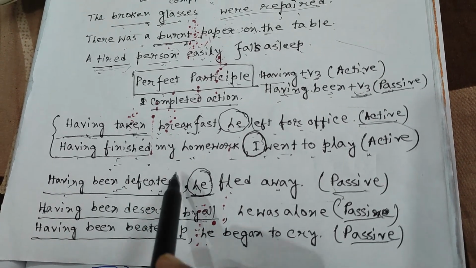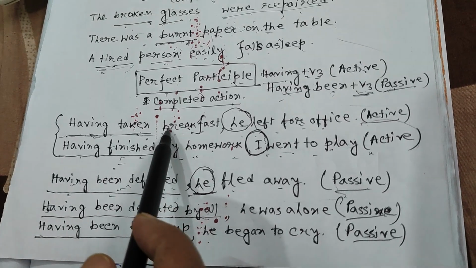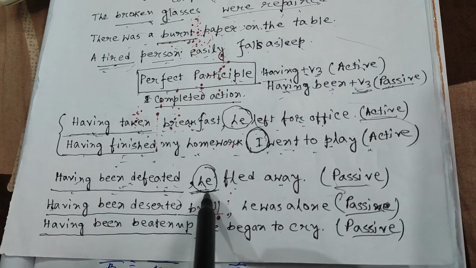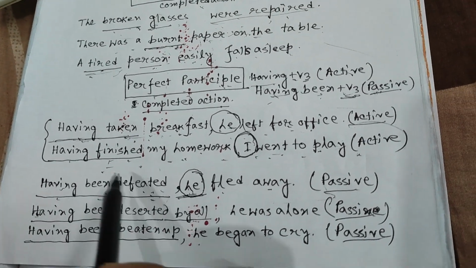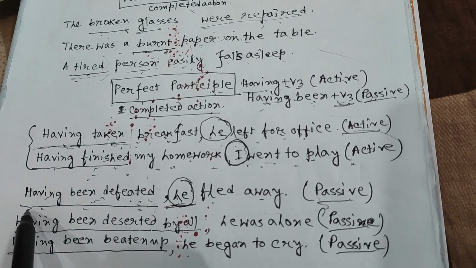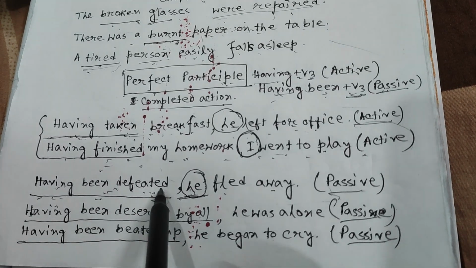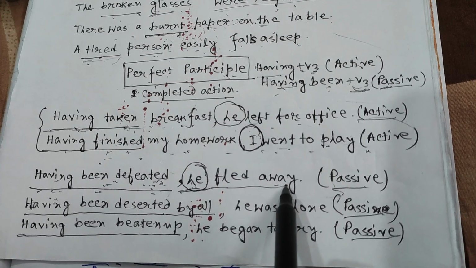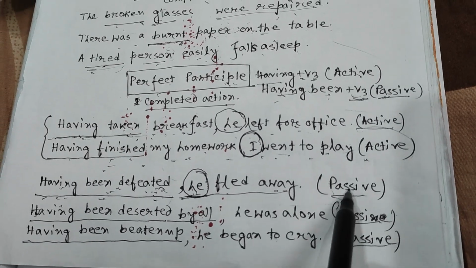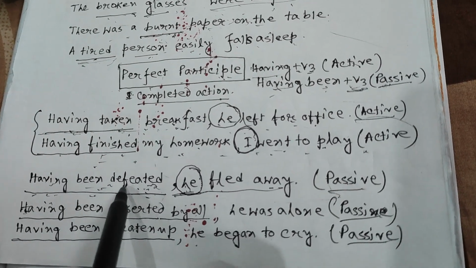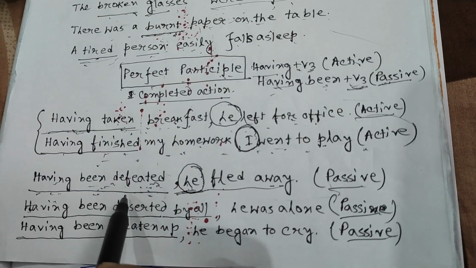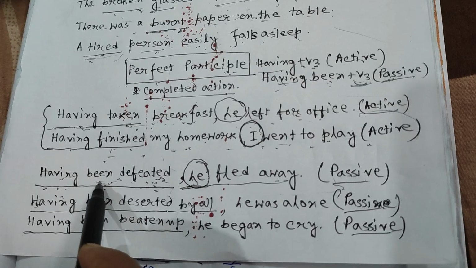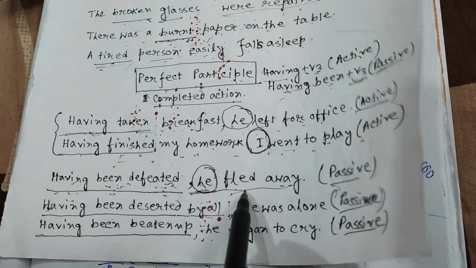So this is different from that. Here he was not defeated by him. He was defeated by his enemy, by someone else. Having been defeated by his enemy, he fled away. Passive form. Completed. There is a completion of his defeat first, of the activity of defeat, and thereafter he fled away.